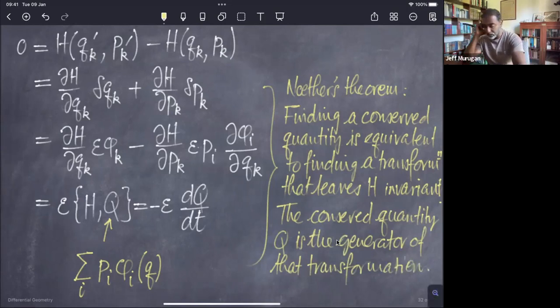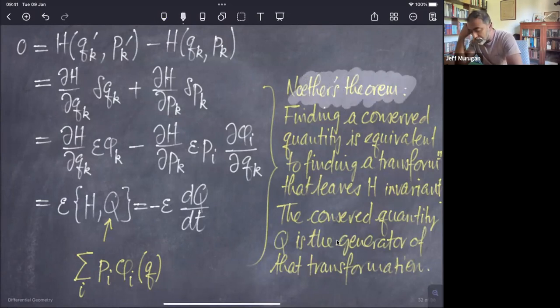In other words, Noether gave a constructive proof that to each symmetry in a Hamiltonian system, there must exist a conserved quantity that is the generator of that symmetry. Okay, so she told us that we can associate to each conserved quantity a symmetry and vice versa. And she also told us how to find that conserved quantity.